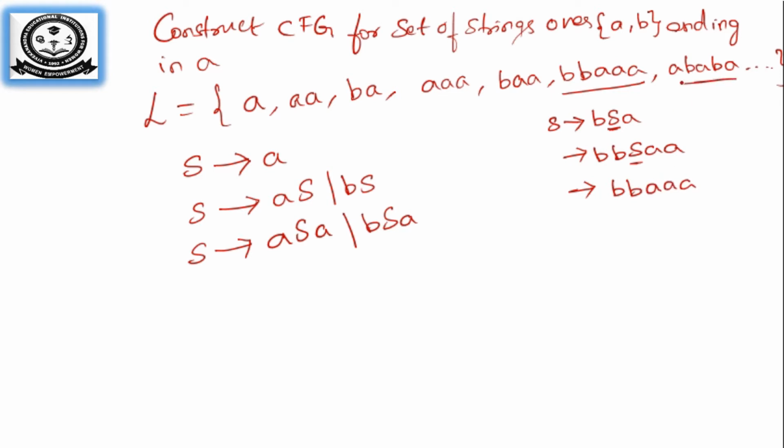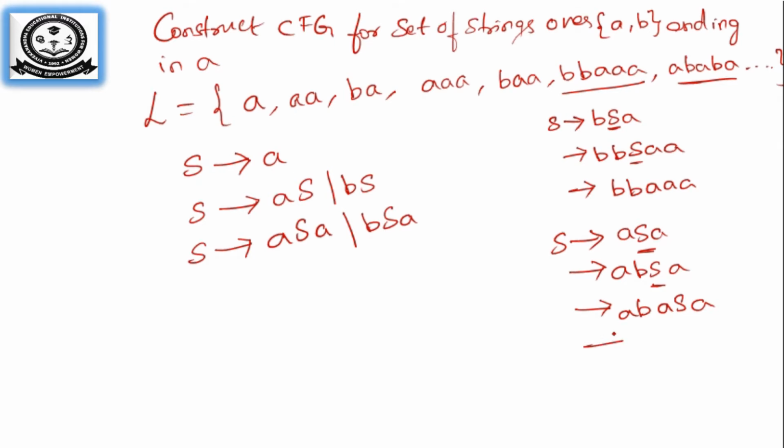So that is generated. Now if you want to generate this one, let us assume S is equal to aSa. Instead of S, I can substitute abSa. So I am using the second rule, instead of S I am substituting bS. Again, instead of S, I can substitute aS, so ab aSa. Then finally, instead of S, I am substituting only b. So ababa. So it is done.